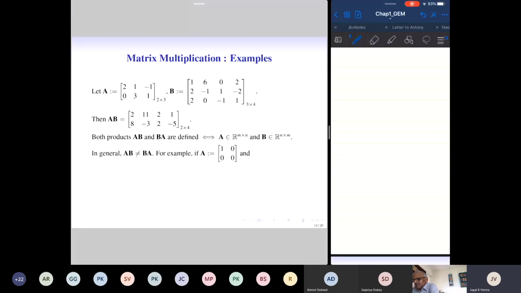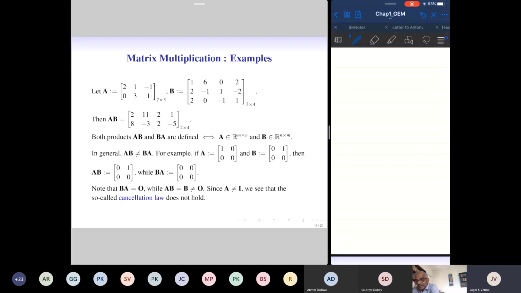For example, just take this very simple 2 by 2 matrix A with a lonely entry 1 and other entries 0, and B is the matrix 0, 1, 0, 0. You just multiply and check that AB is this matrix while BA is the 0 matrix. AB is not the 0 matrix and BA is the 0 matrix, so AB is not equal to BA, right? You can also check that AB equals B, but it is not equal to 0.